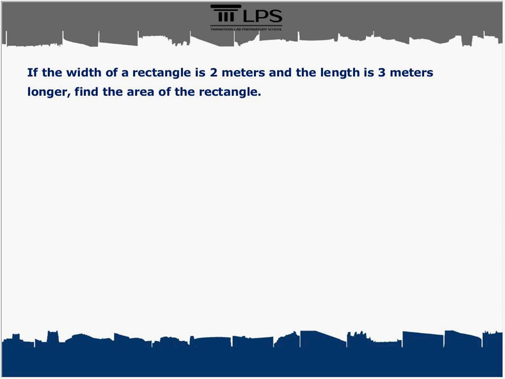If the width is 2 meters and the length is 3 meters longer, find the area of the rectangle. Rahul was the first one to answer that question. Very good. You have used the unit there. Okay, unit. So it is 6. Very nice. Appearing on the screen. Okay, don't write the unit.